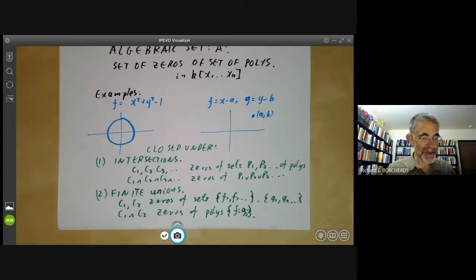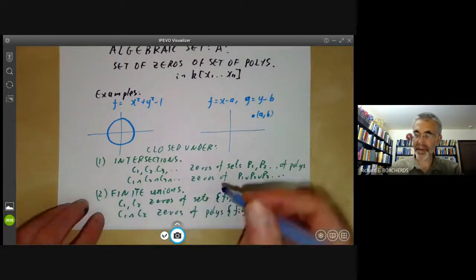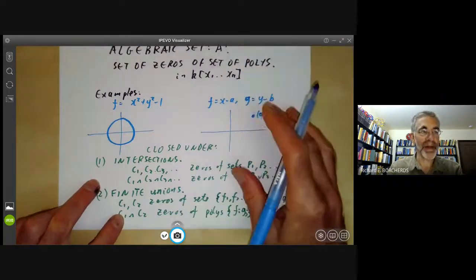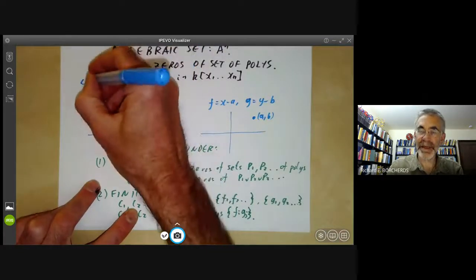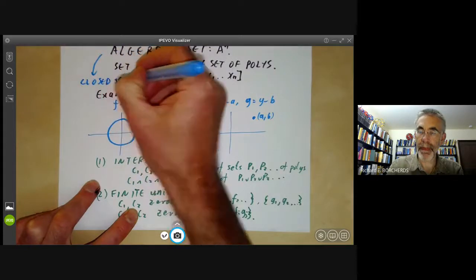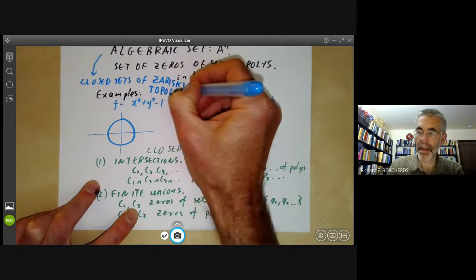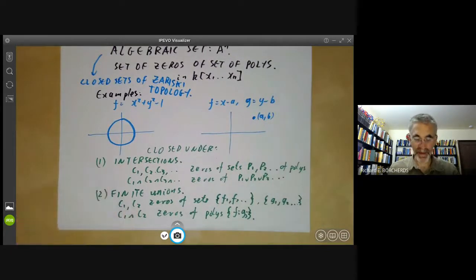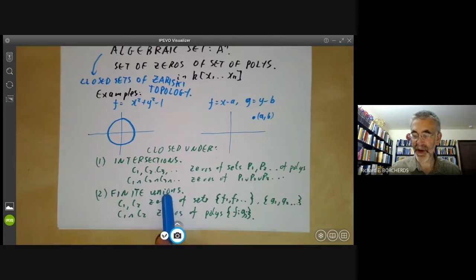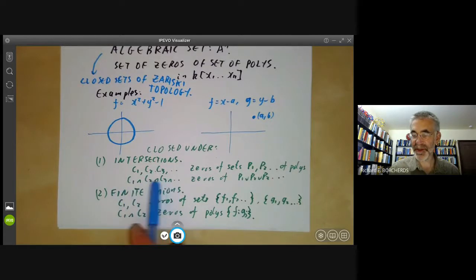Now, we notice that if a collection of sets is closed under all intersections and under finite unions, then they form the closed sets for a topology. And this is called the Zariski topology. So the algebraic sets are the closed sets of the Zariski topology. Of course, to check something's the closed sets of a topology, all you have to do is to check it's closed under arbitrary intersections and finite unions. Arbitrary intersection means the intersection of any collection of subsets. I've sort of written as if it's a countable collection, but that's just because it's easier to write.